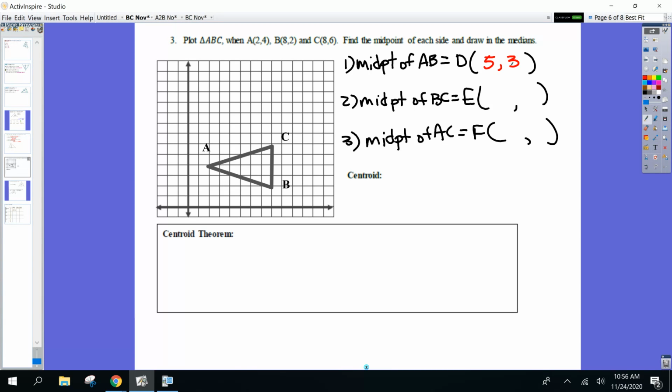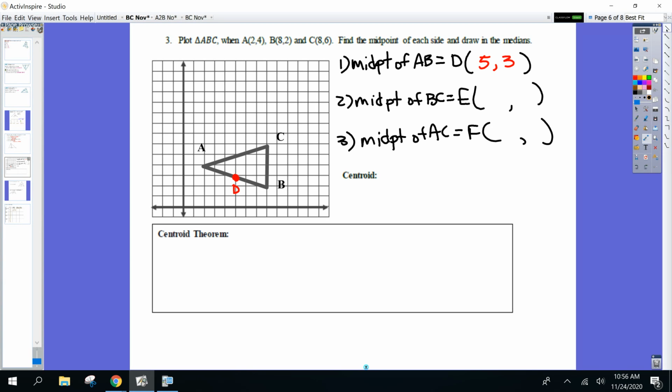All right, everyone on your graph right now. Graph 5, 3 for me. 1, 2, 3, 4, 5, up 3. There's point D now. If you have a straight edge, great. If you don't, not a big deal. But now draw in median CD, vertex C to midpoint D. There's your first median right now from C to D.